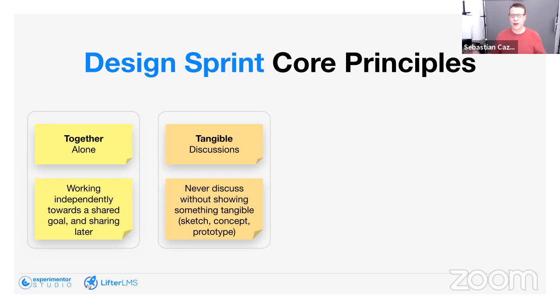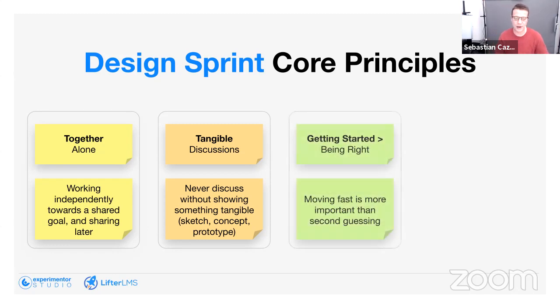It's not just a collection of endless meetings, endless talks. Discussions can only be done if you have something to show. Could be a sketch, a concept, a prototype, the result of a test, but basically we don't discuss unless we have something to show. That's the essence of tangible discussion. The third principle is quite popular among education entrepreneurs. Getting started is way more important than being right.